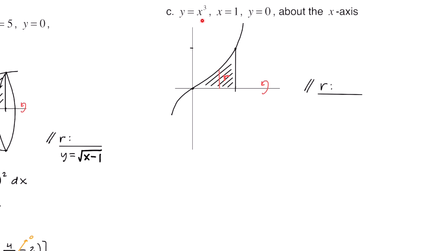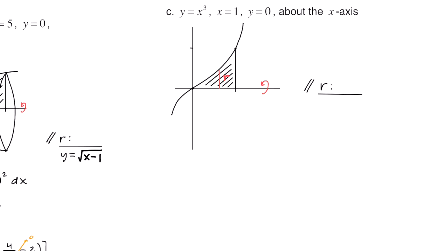First, we have y equals x cubed, so that's this graph right here. Then we have x equals 1, which is the vertical line right here. And then y equals 0 would be right here, the x-axis. So you can see you have your shaded region that's bounded by those three curves. And again, we're rotating around the x-axis, so I just drew a little axis of rotation arrow right here.